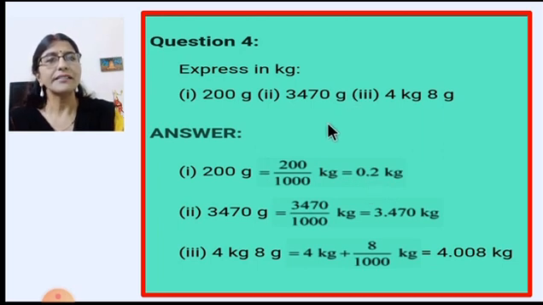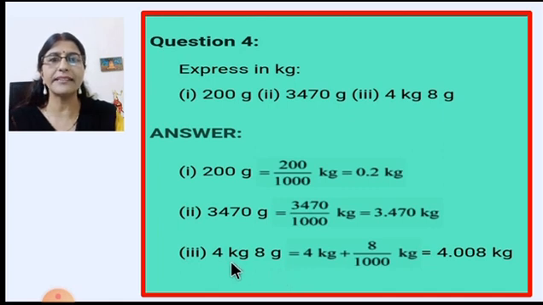Now next one, 3470 gram. Again we will write 3470 divided by 1000. Now there are 3 zeros again. The point will be shifted from the last to 3 places here, and then you will get the answer 3.470 kg.